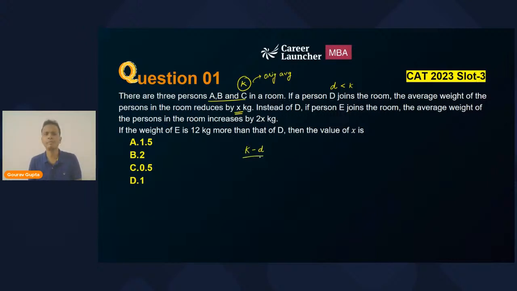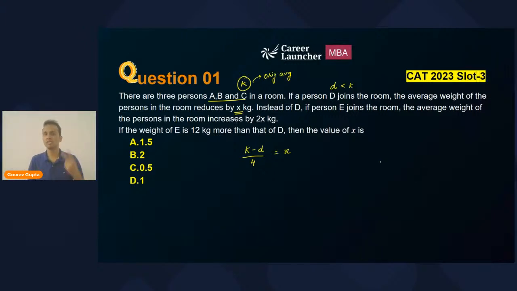Okay, and it will be distributed now among four people. Okay, so this will be the value by which the average will change. In this case it is reducing by X. So K minus D divided by 4 is equal to X. Done. This is the first relation. Okay, understand each and everything that I'm talking about.